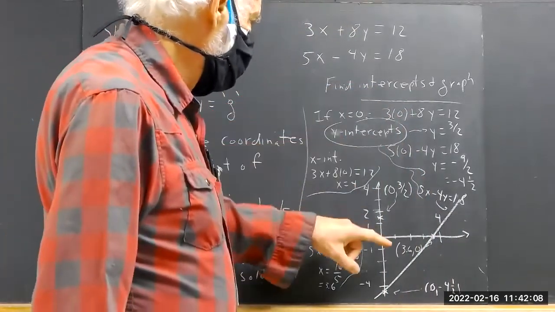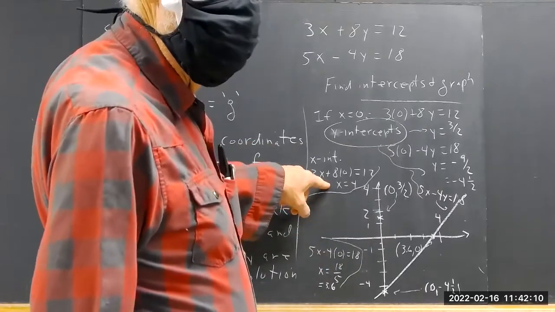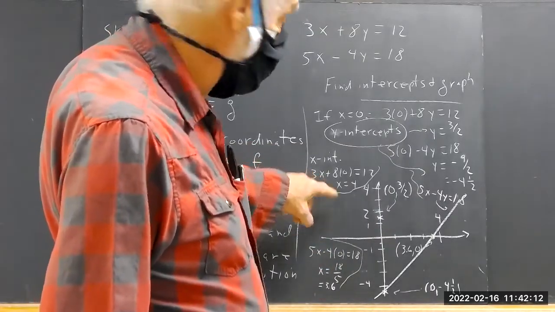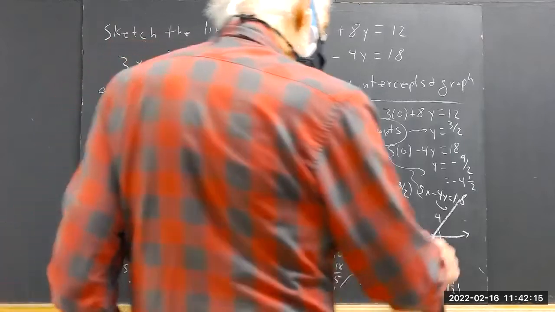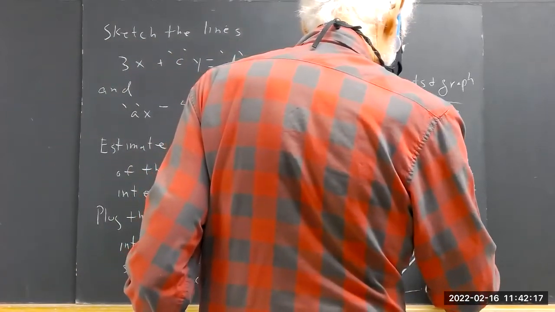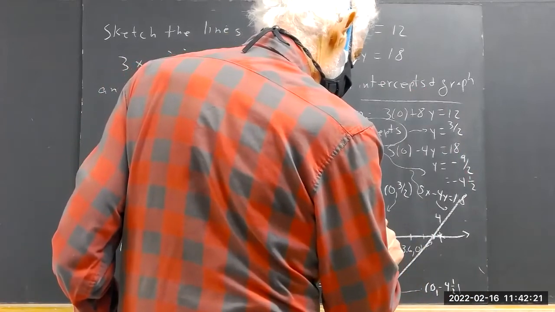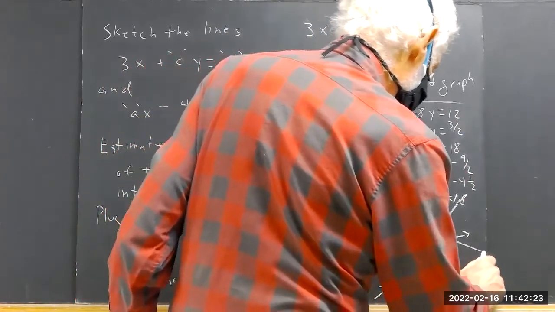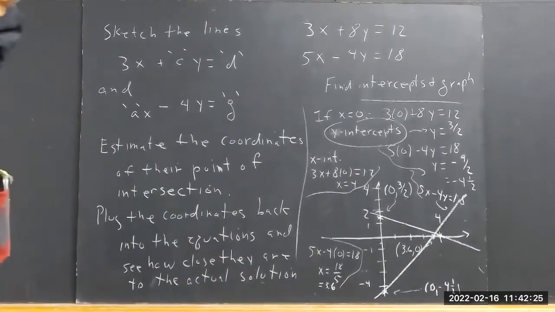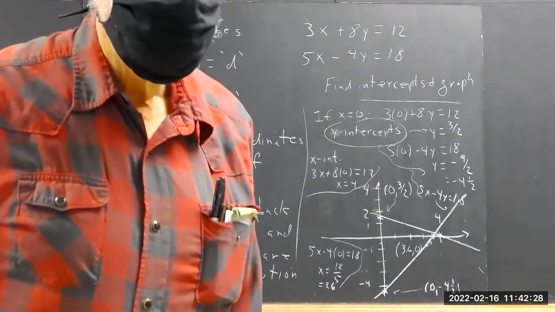Then the x-intercept is 4. Okay, which means we have the point 4, 0. I'll go into detail on explaining that, because it should be pretty obvious. And there's my approximate straight line.